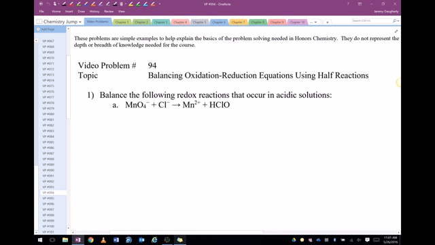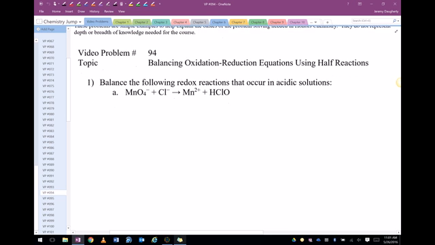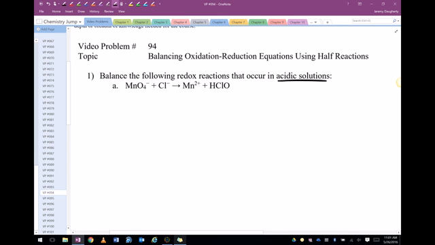Video problem 94, balancing redox equations by using the half reaction method. This one takes place in an acidic solution, so let's go through the steps. The very first step is to break the reaction into the oxidation reaction and the reduction reaction. Okay, so let's do that first.